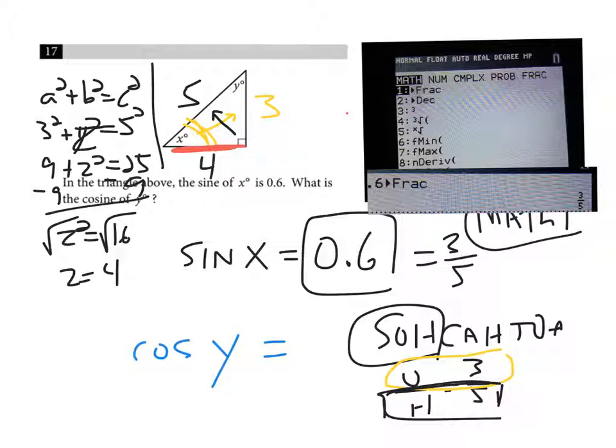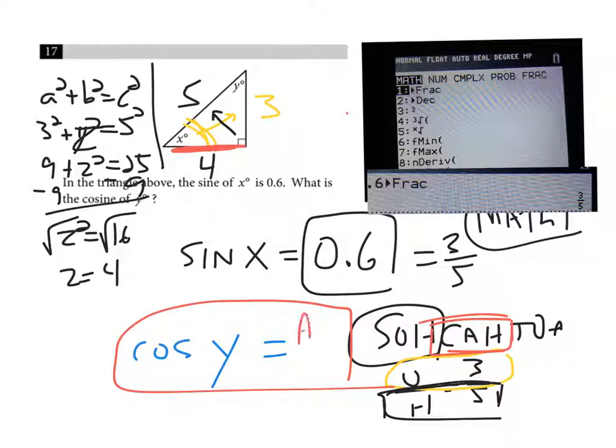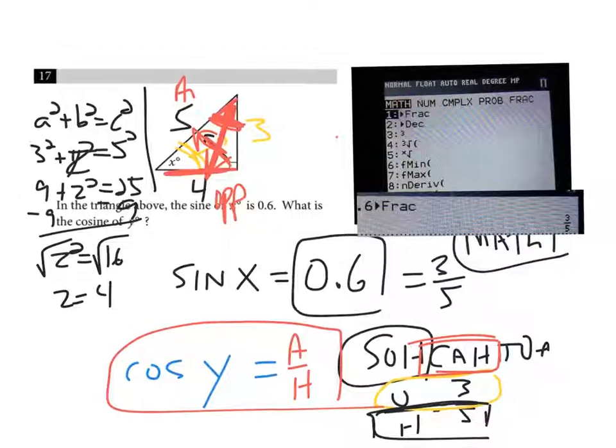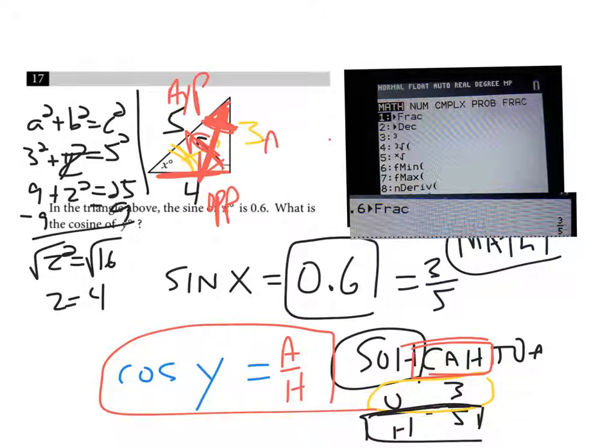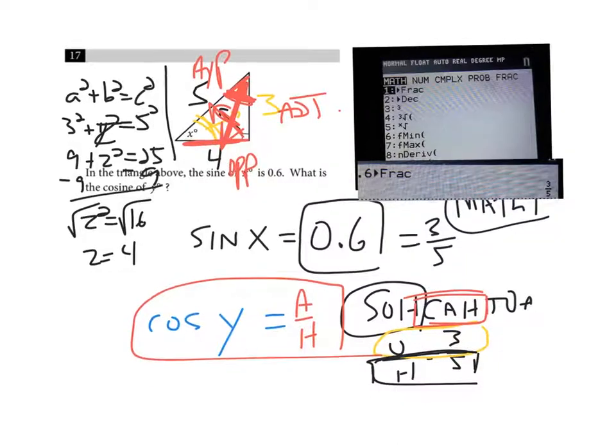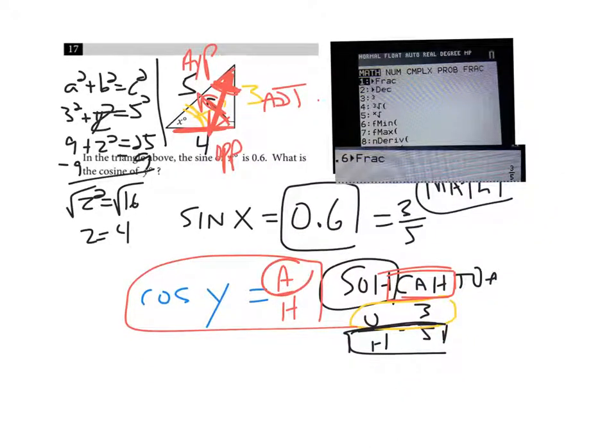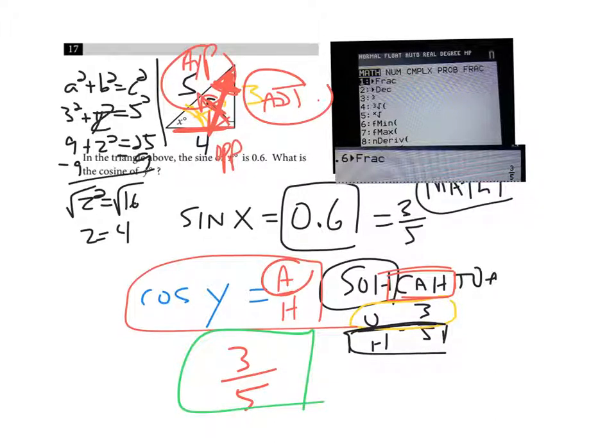So, the question now is asking me for the cosine of angle y. Well, cosine is equal to adjacent over hypotenuse. But here I'm dealing with angle y. So if I label my picture with angle y, I know the opposite is going to be 4. The hypotenuse is still going to be 5. And that makes the adjacent side 3. So here the cosine of y is equal to adjacent, which is 3, over the hypotenuse, which is 5. So here you go. The cosine of y is equal to 3/5.